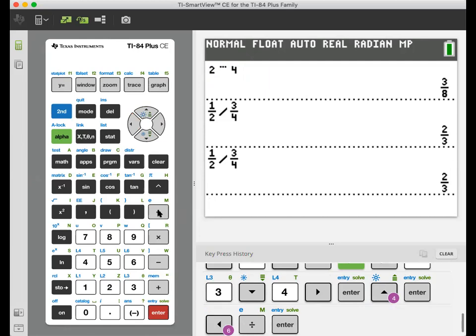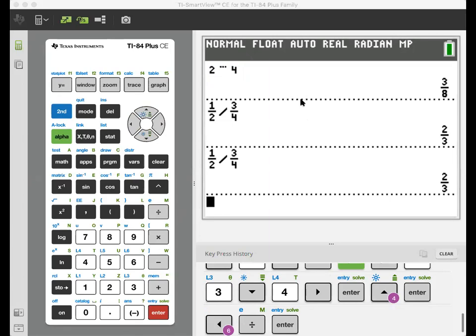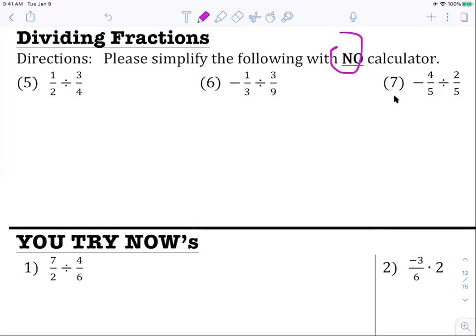So, cool fraction features, but the point is that the answer to that question is 2/3, which if this pops up, there we go. Answer to number 5 ends up being 2/3.